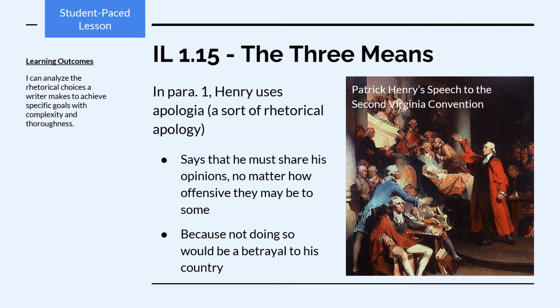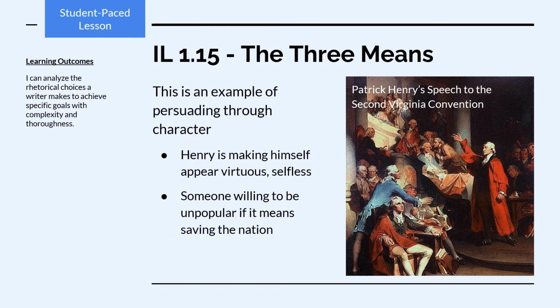In paragraph 1, Henry uses apologia, which is a sort of rhetorical apology. He says that he must share his opinions, no matter how offensive they may be to some in the audience, because if he doesn't do so, he would be betraying his own country. This is an example of persuading through character. Henry is making himself appear virtuous. Specifically, he's making himself appear selfless, as someone who is willing to be unpopular if it means saving the nation, if it means saving something that's more important than himself.